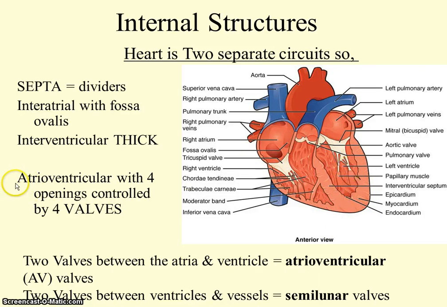And then the atrioventricular, so between the atria and the ventricles, 4 openings controlled by valves. So you've got this opening here, 1, 2, 3, 4. So you've got the 2 here, and then you'll have 2 more openings between ventricles and vessels. And that's what's spelled out here. So 2 valves between atria and ventricles, the atrioventricular valves, and 2 valves between the ventricles and vessels, collectively called the semilunar valves. And we'll pick the rest of this up on another video.